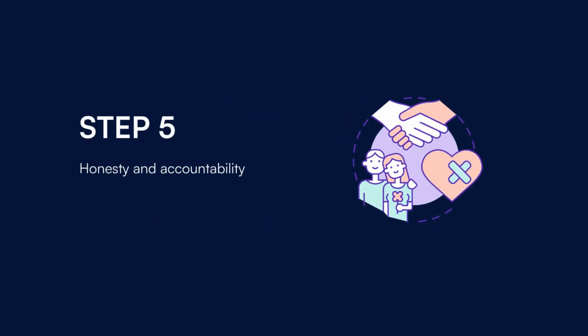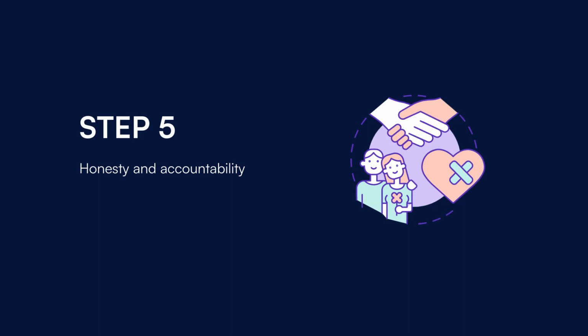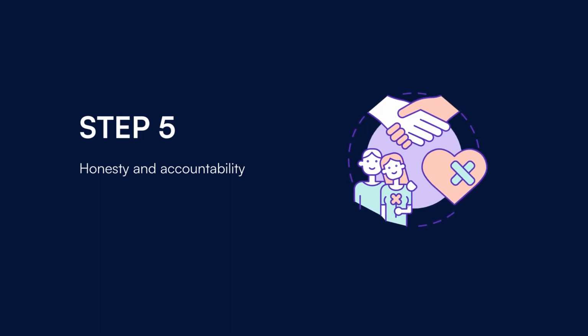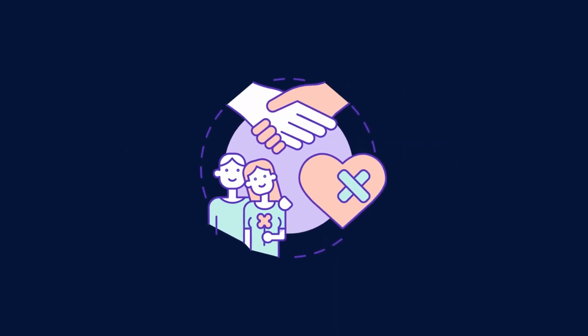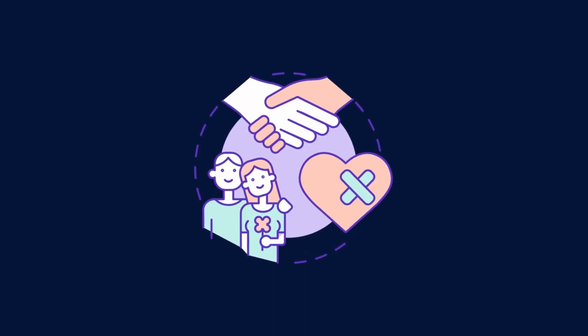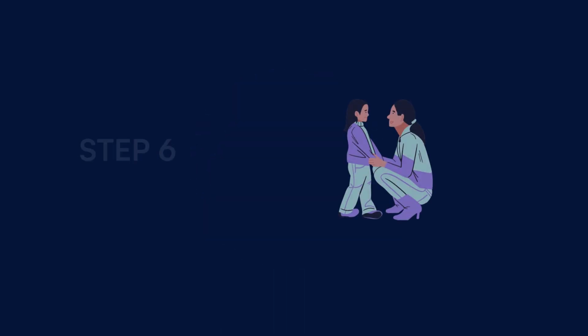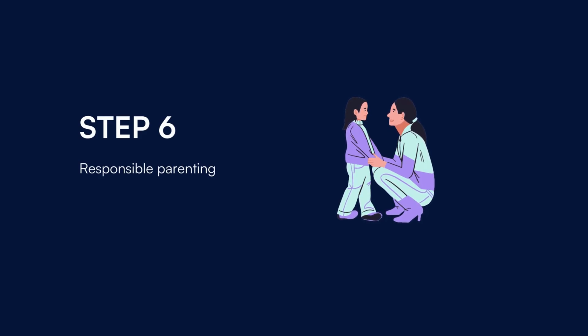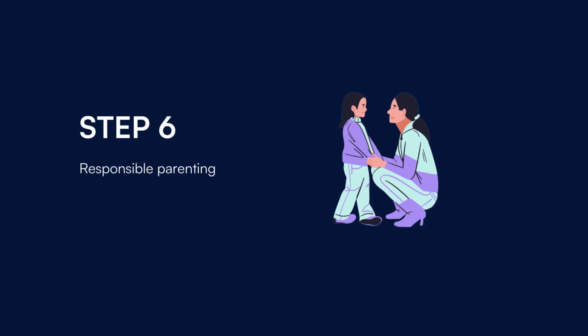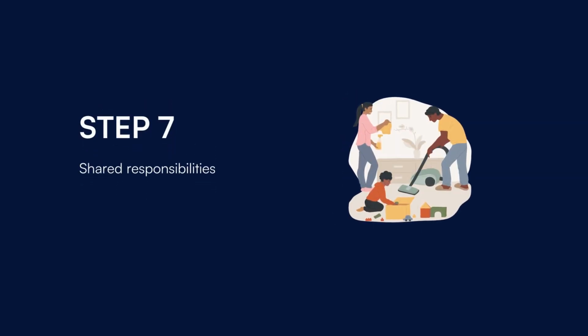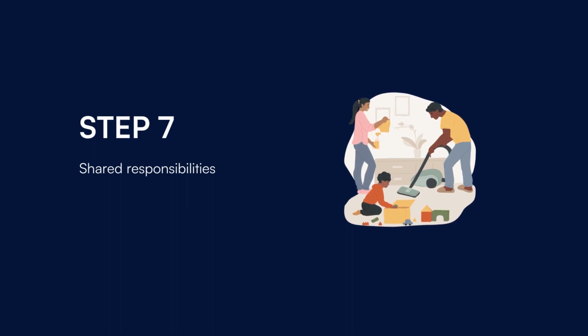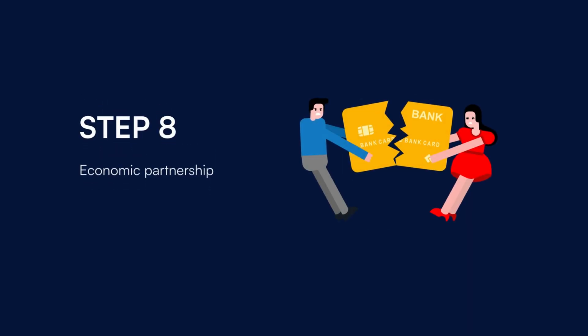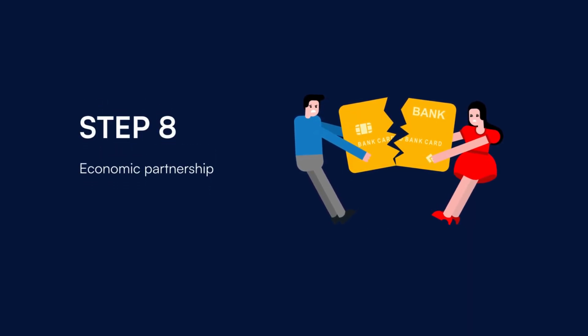Honesty and accountability. Honest communication and taking responsibility for one's actions are vital. It includes being open with feelings, admitting mistakes, and striving to meet mutual expectations. Responsible parenting. If applicable, the step guides couples in sharing parental responsibilities, emphasizing the importance of acting as a positive role model and prioritizing the child's well-being. Shared responsibilities. This step focuses on the equitable division of work, be it household chores or other shared responsibilities. Economic partnership. Lastly, the step addresses the fair handling of finances.